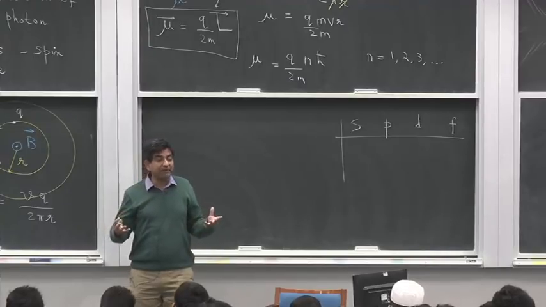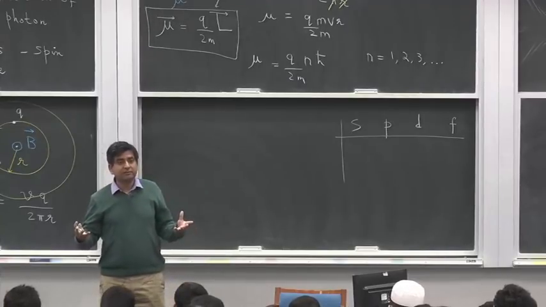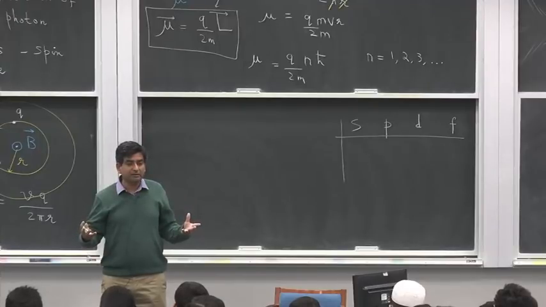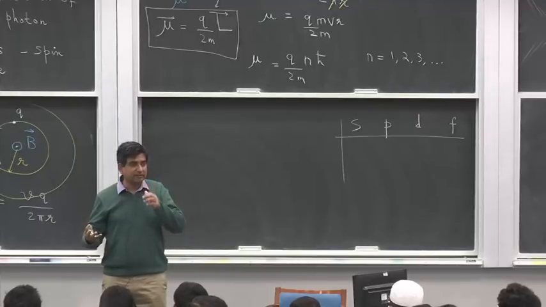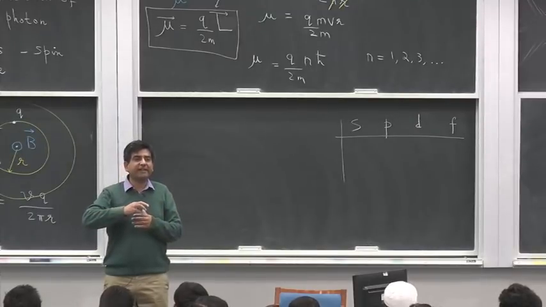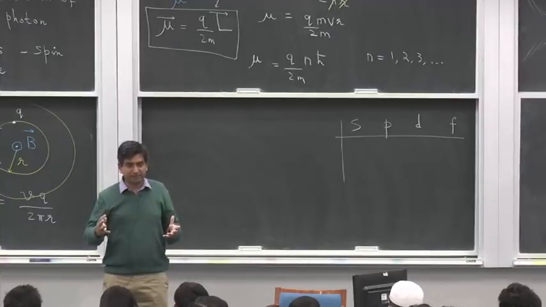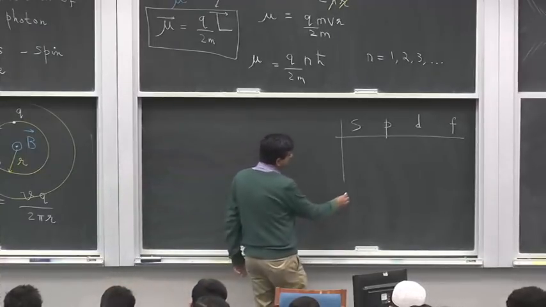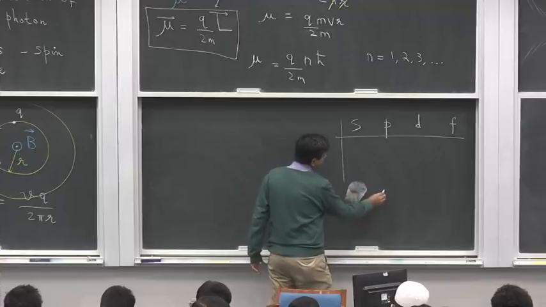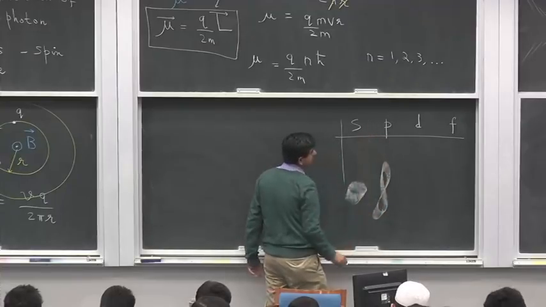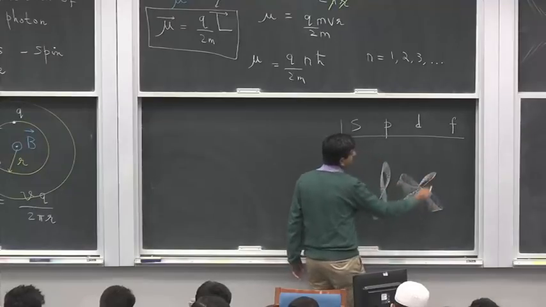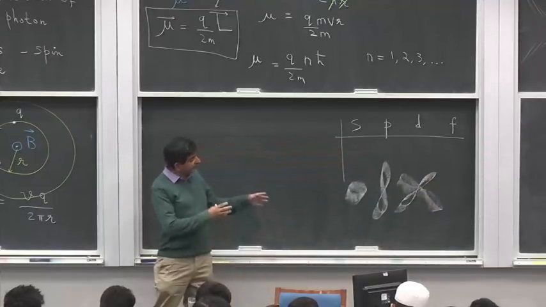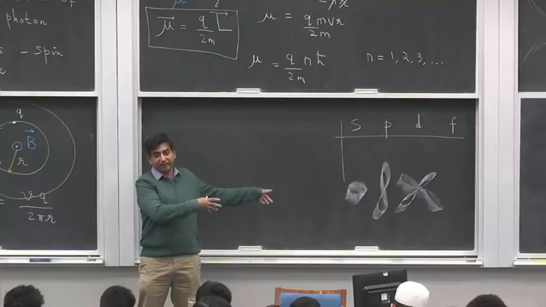Shape. The shape of the wave function. Spin. Energies are different. What else? Probability density, the shape of that cloud becomes different. This looks like a shell. This looks like a dumbbell. This has more complicated shapes, right? So these are pictures of probability density functions of the modulus squared of the wave function.